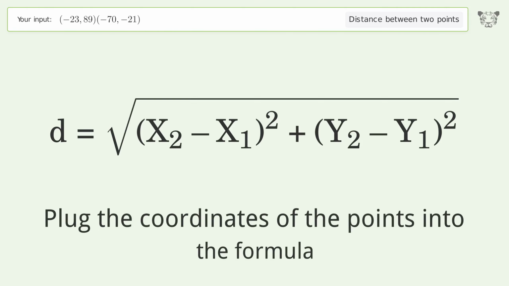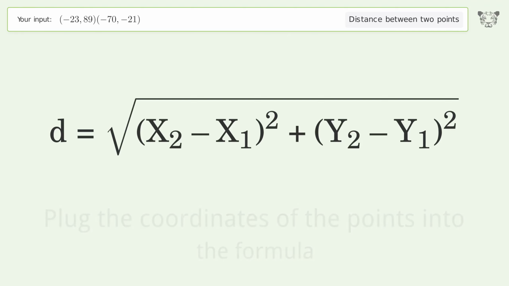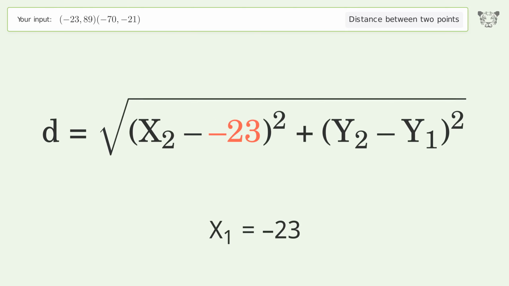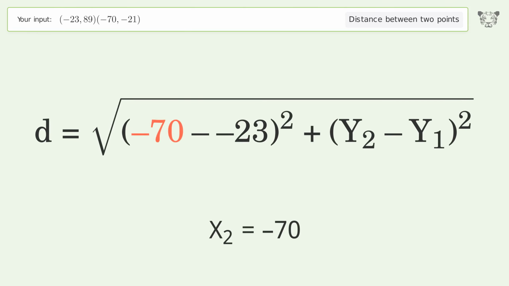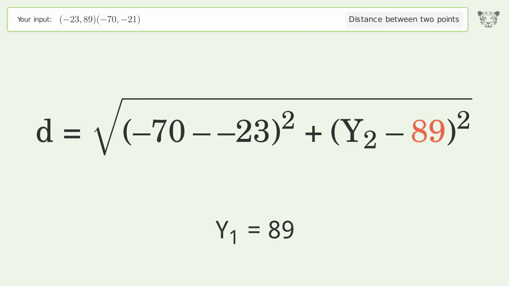Plug the coordinates of the points into the formula. x1 equals -23. x2 equals -70. y1 equals 89. y2 equals -21.